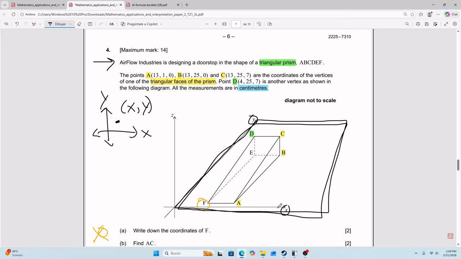Think about it as your floor. So X and Y is your floor. Well, Z is now going to be your height.